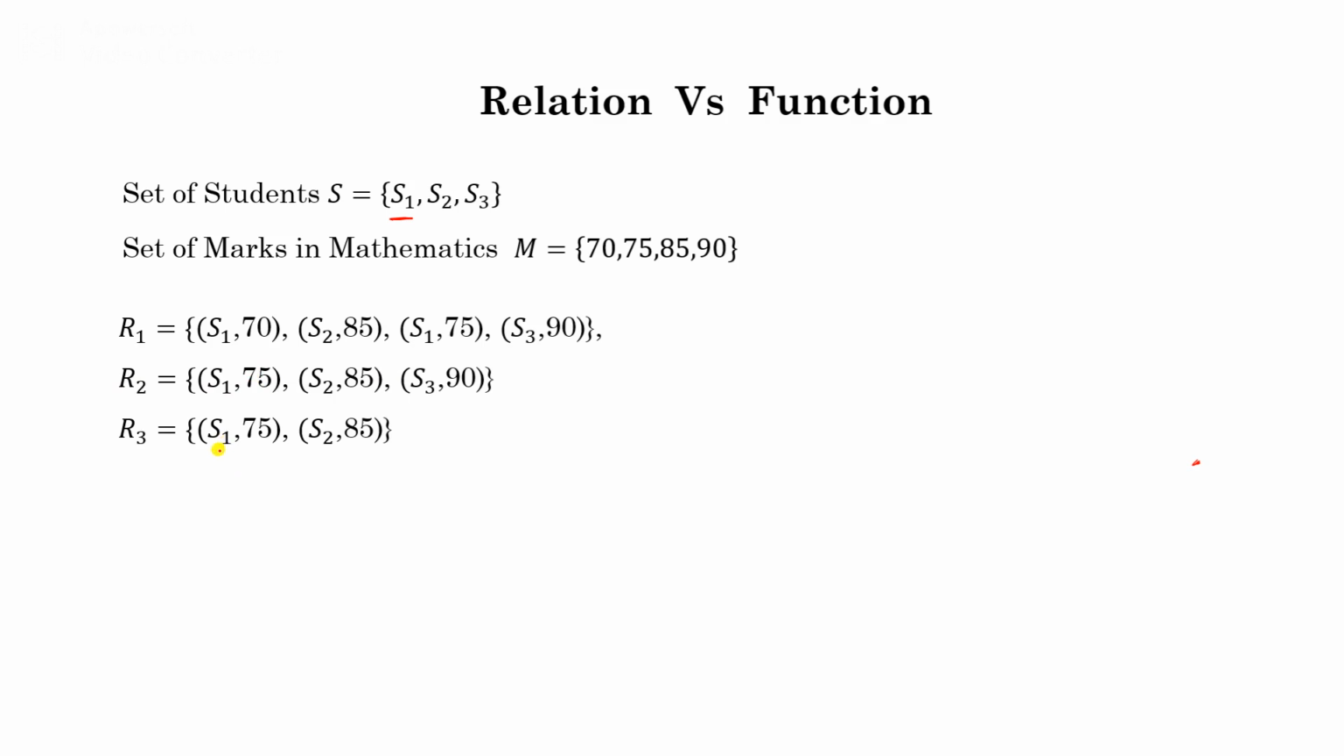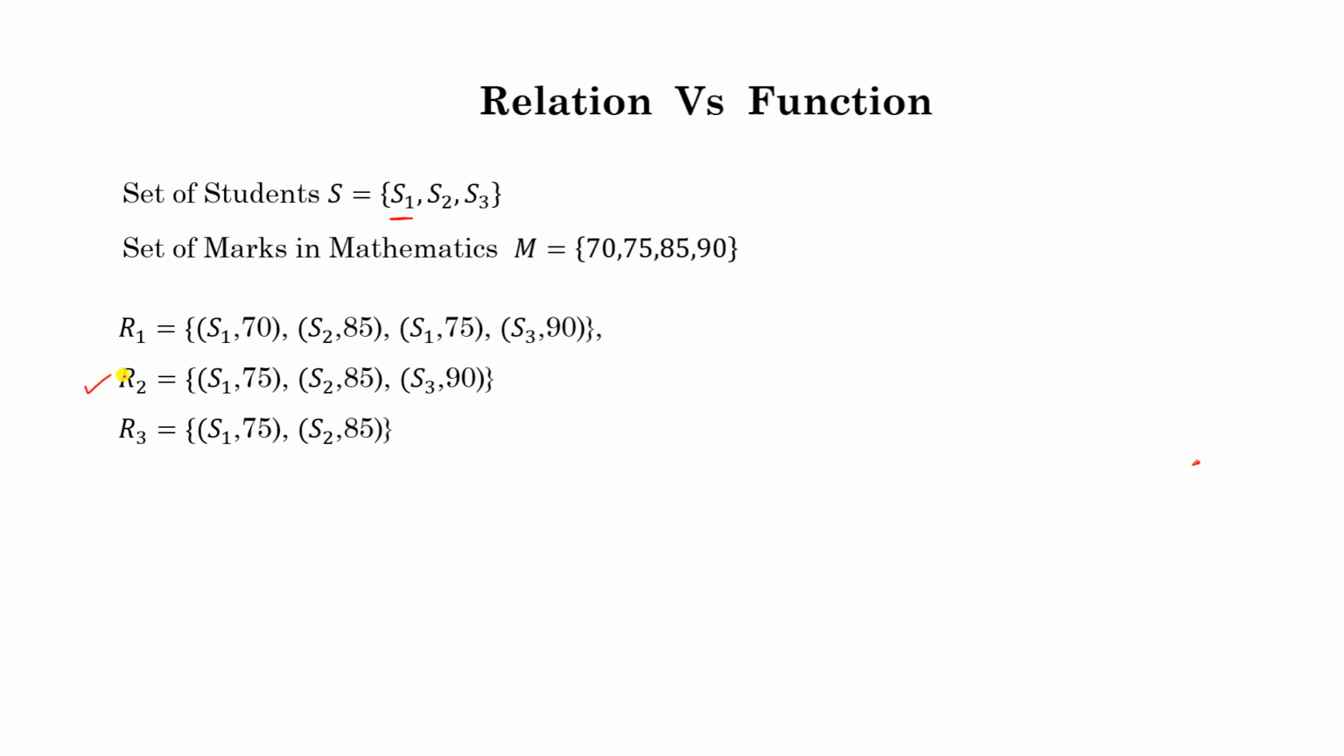Now here in R3 the marks of S1 and S2 are given, but you cannot find the marks of S3. But in R2 you can find the marks of S1, S2 and S3. So look at this, R2 is a special type of relation. In R1 you have some confusion about the marks of S1 and in R3 you cannot get the marks of S3, but in R2 you can get the marks of each of the students and no such confusion is there. That's why this is a special type of relation.